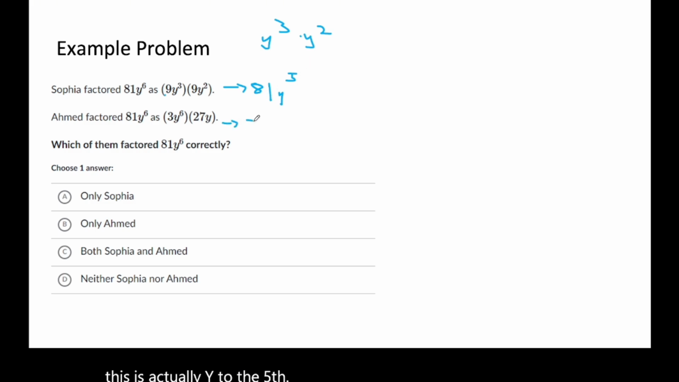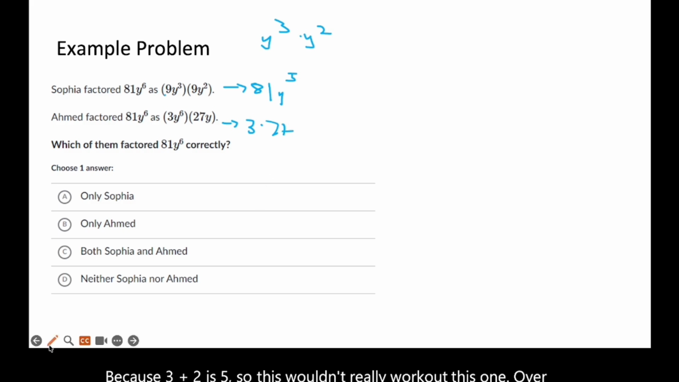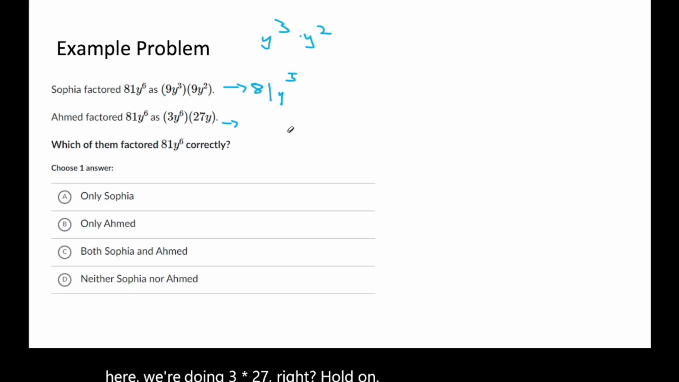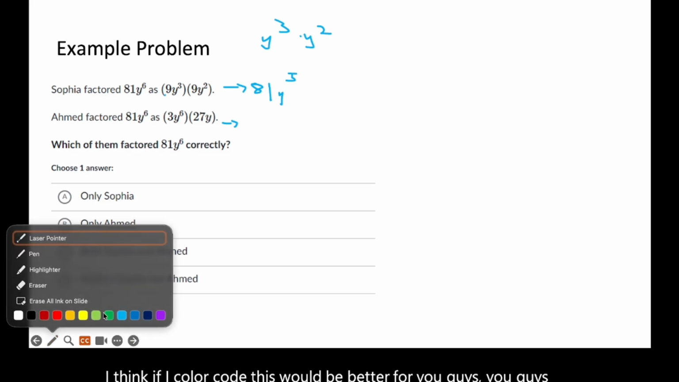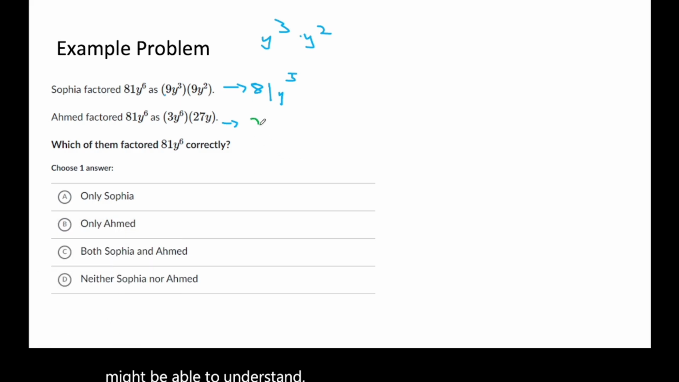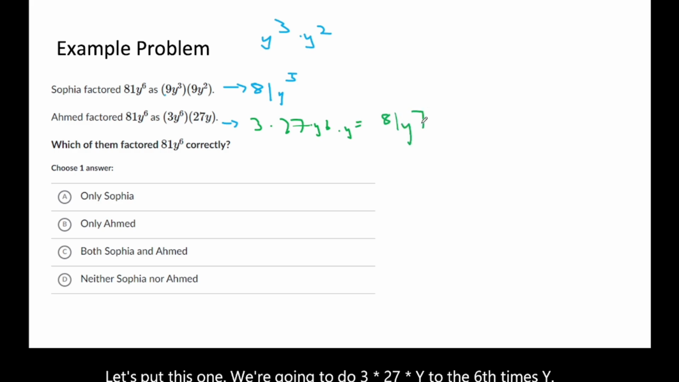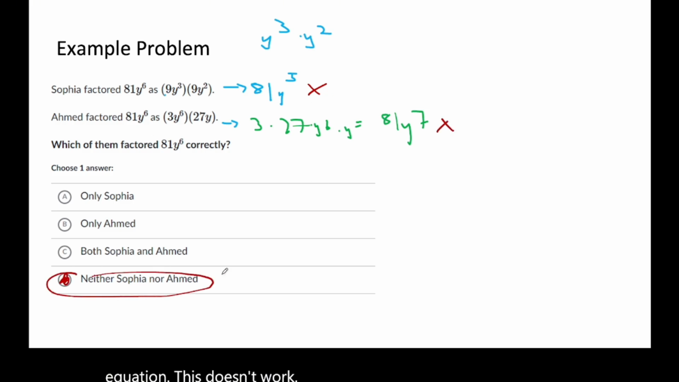This one over here, we're doing 3 times 27, right? Hold on. I think if I color code this a bit better for you guys you might be able to understand. We're going to do 3 times 27 times y to the 6th times y. This is going to give me 81 times y to the 7th. So neither of these answers actually gives us our certain equation. This doesn't work, and neither does this. So really our answer is neither. Our answer is going to be D.